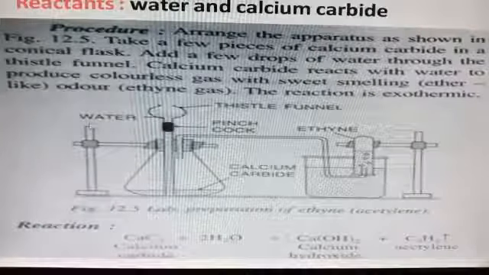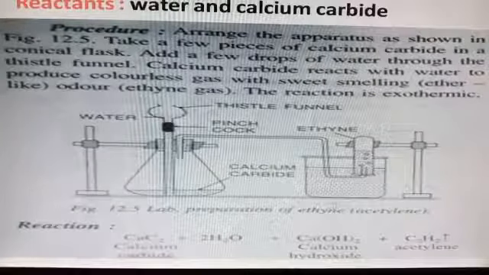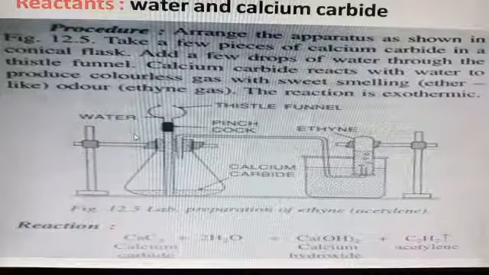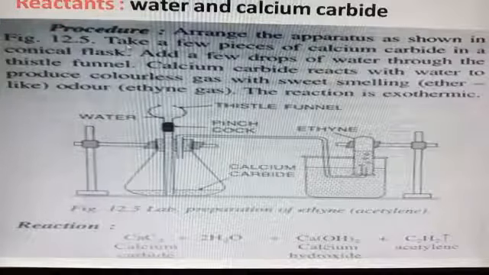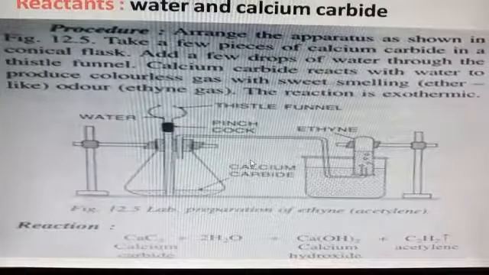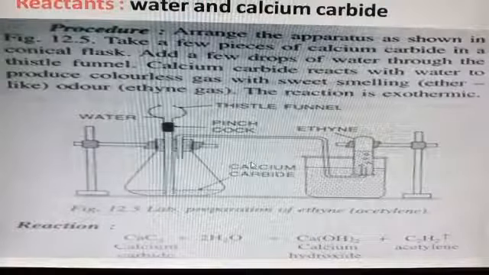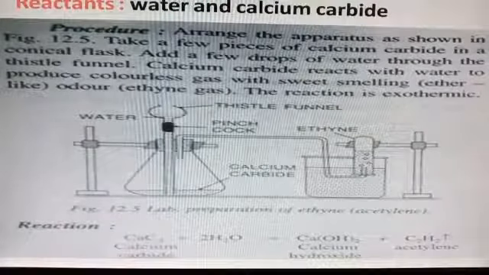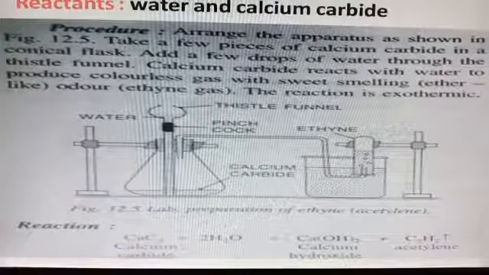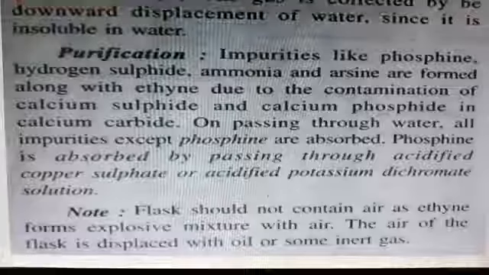This is the arrangement, the diagrammatic representation. And this is the procedure that we follow for making acetylene in the lab. Now let's see how we collect and how we purify. So, collection.